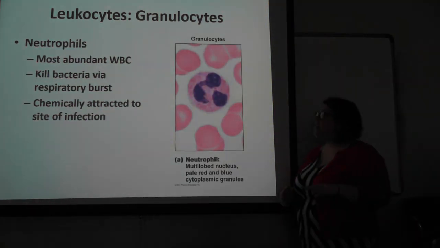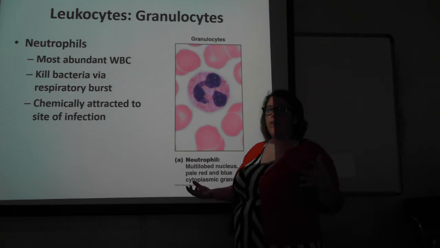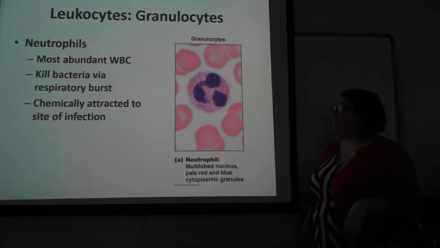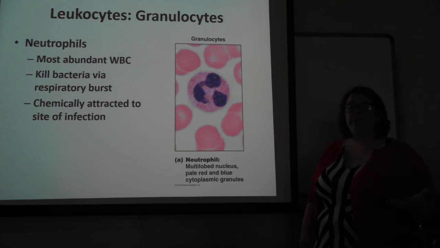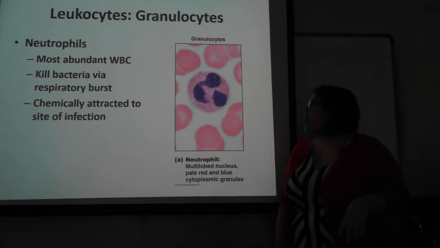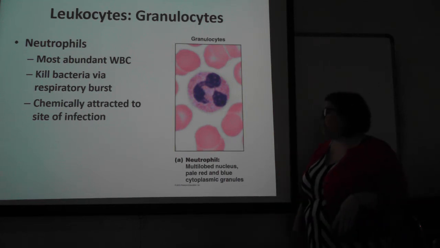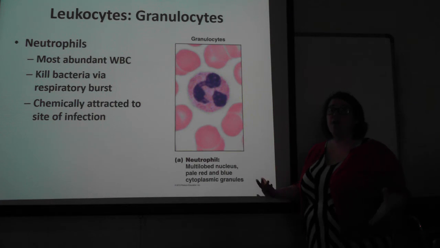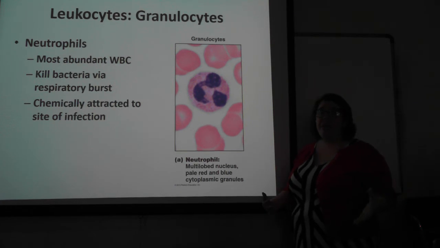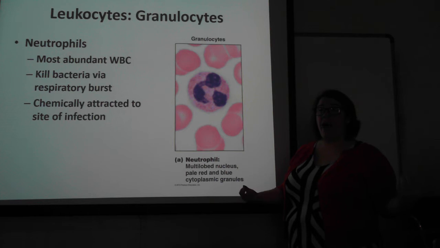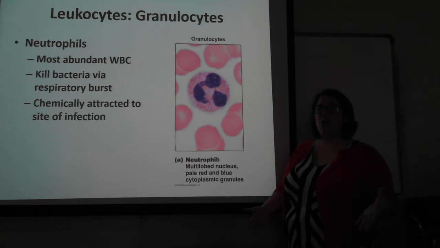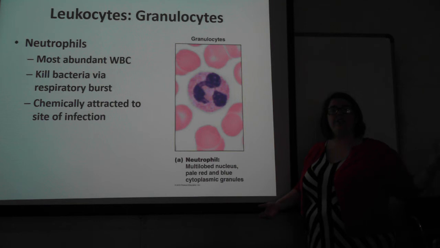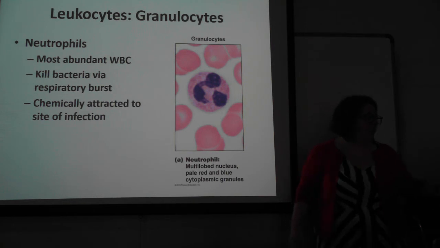So neutrophils are the most abundant. They are the never of our never let monkeys eat bananas. And they kill bacteria by something called respiratory burst. And the cool thing is they are actually chemically attracted to the site of an infection. We're going to spend a lot of time in the immune system chapter talking about how do white blood cells know where the infection is, and it's almost like they follow this little trail of chemical breadcrumbs to get there.